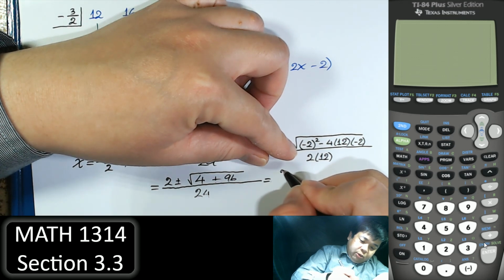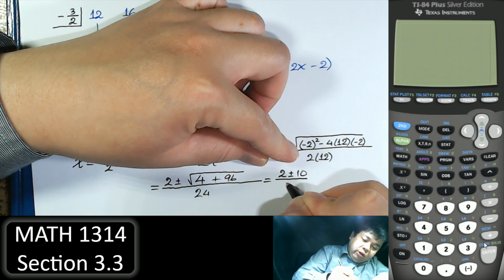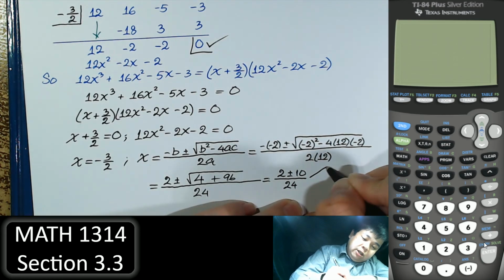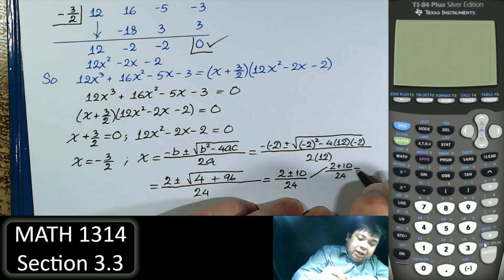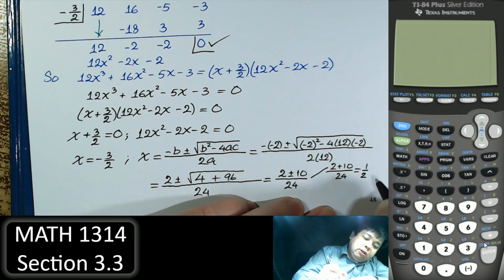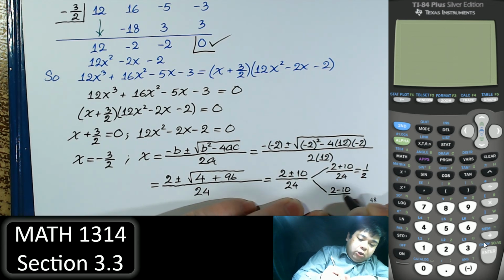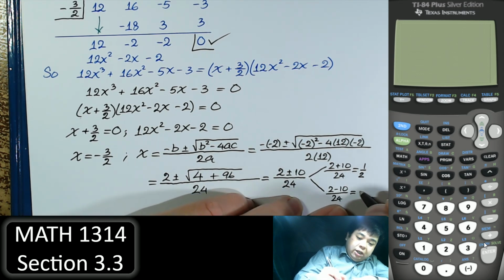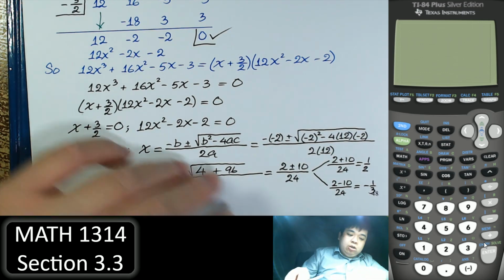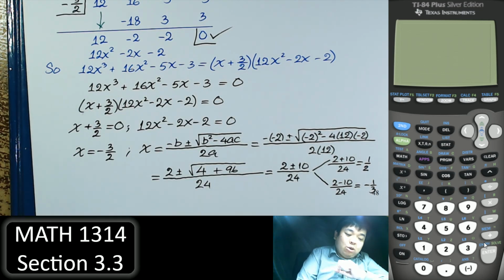So we have 2 plus or minus 10 over 24. Right? 2 plus 10 divided by 24, that is 12 over 24, which is 1/2. And 2 minus 10 over 24, that's negative 8 over 24, which is negative 1/3. So we have x equal to negative 3/2, x equal to 1/2, and x equal to negative 1/3.